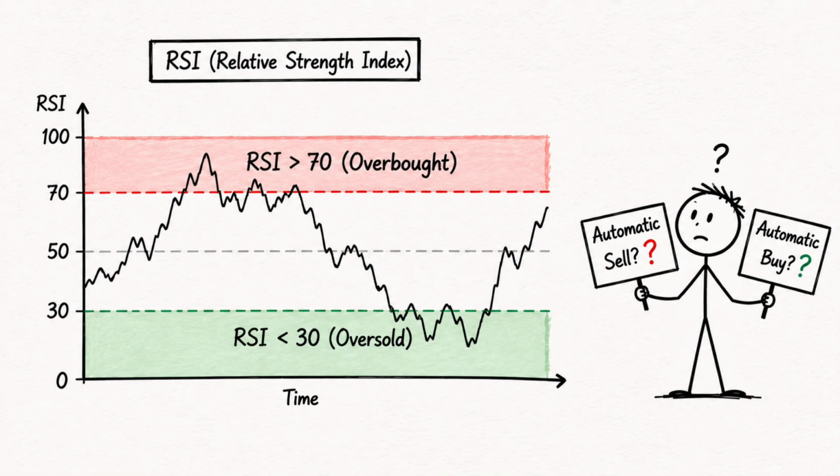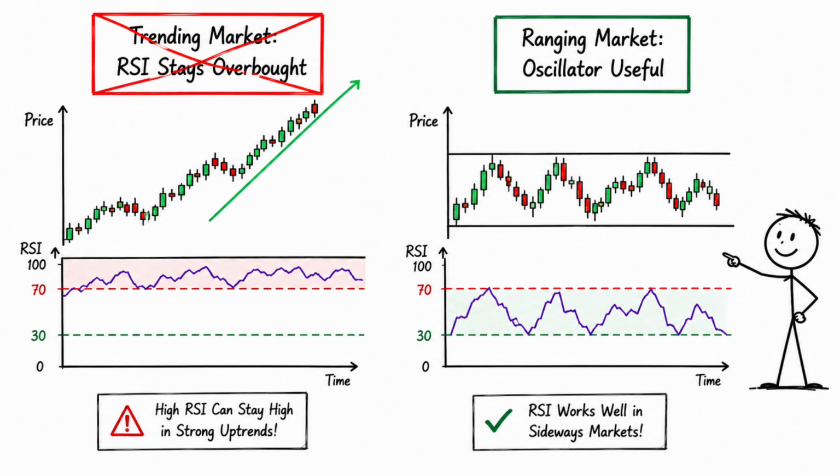Now let's talk about RSI and Stochastic. These indicators are especially popular because they're easy to understand. RSI above 70, many traders think sell. RSI below 30, many traders think buy. And that's exactly the problem. During a powerful uptrend, RSI can stay above 70 for a long time. During a strong downtrend, it can remain below 30. So overbought doesn't mean price must fall. Oversold doesn't mean price must rise. In a ranging market, however, these levels can become much more useful. The lesson: never trade an oscillator level without understanding the market environment.